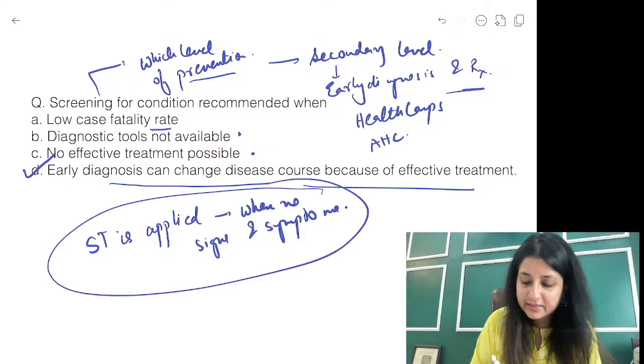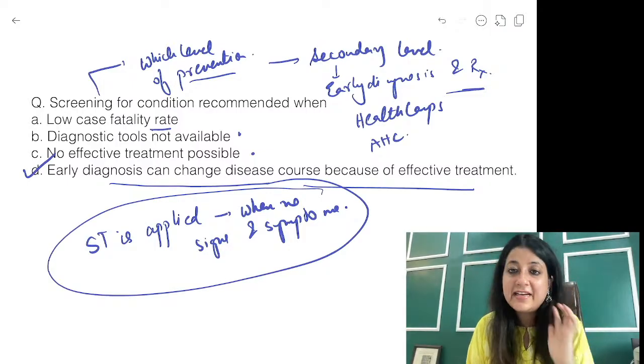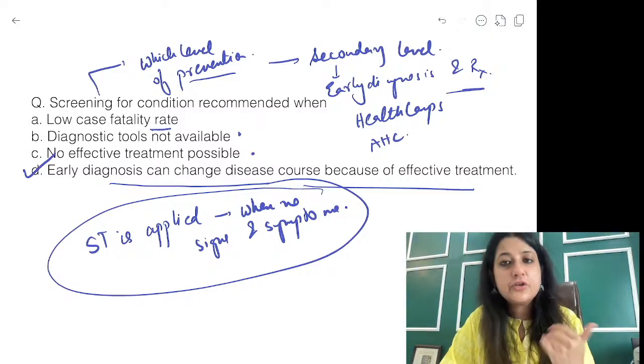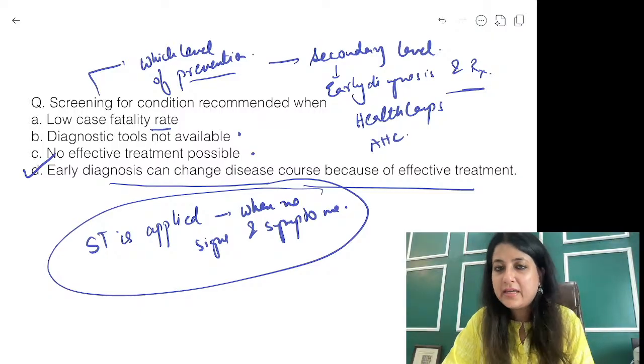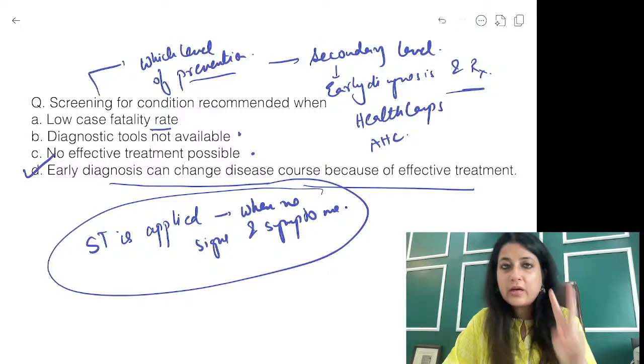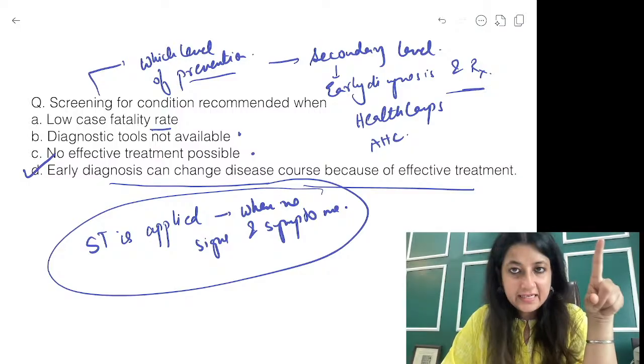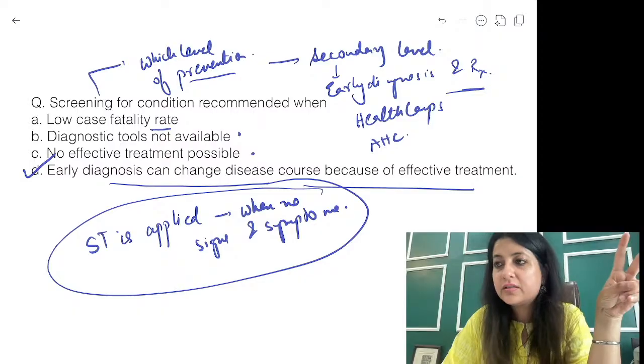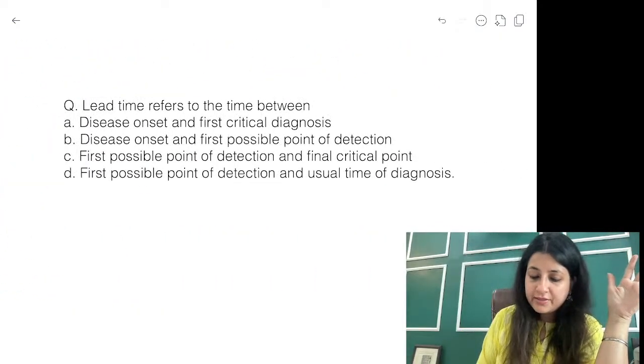So remember all these points. Cervical cancer findings have not come yet. But the woman is sexually active, she might have acquired HPV and she might be at risk of cervical cancer. So couple of one-liners here. Screening test is secondary level of prevention. Screening test is applied when there are no signs and symptoms. Okay, going to the next one.